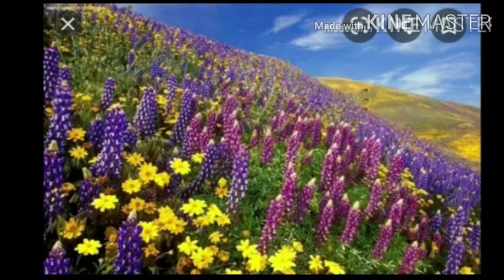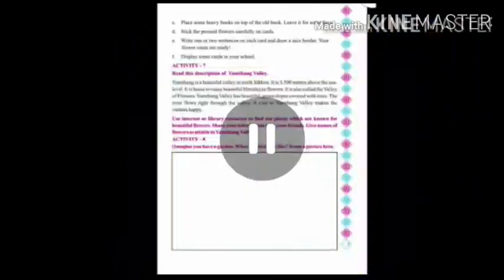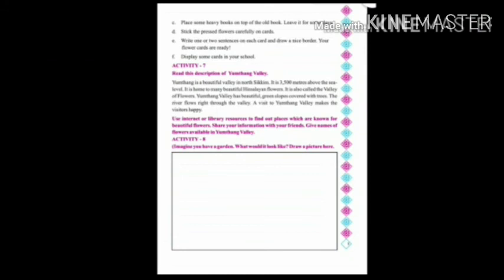And then coming to the next exercise, that is activity number 8. Imagine you have a garden. What would it look like? Draw a picture here. You will have to imagine that you have a big garden and then draw the picture over here, okay? Drawing in the textbook is not a good idea, so maybe you can draw on A4 size paper and then stick it over here, or you can just preserve it in a file or a folder.